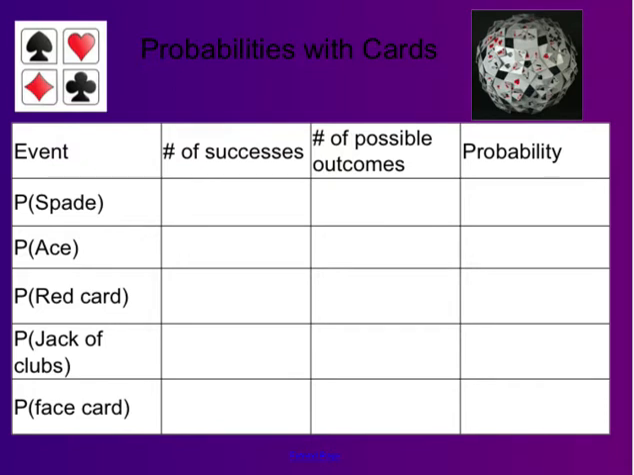So let's do some probability. What's the probability of getting a spade? Well, a spade is one of our suits, so that means that there's 13 of them in the deck.